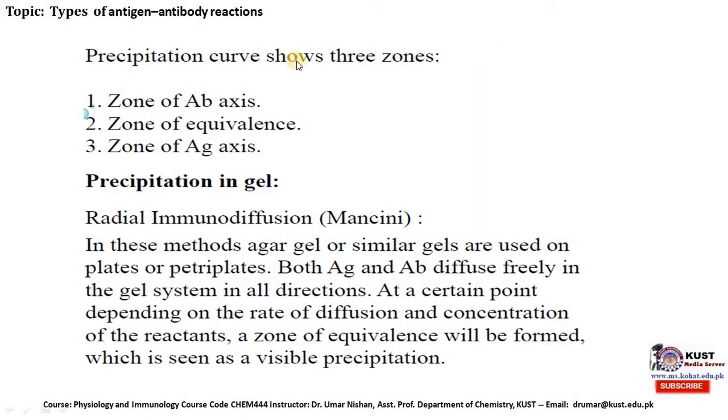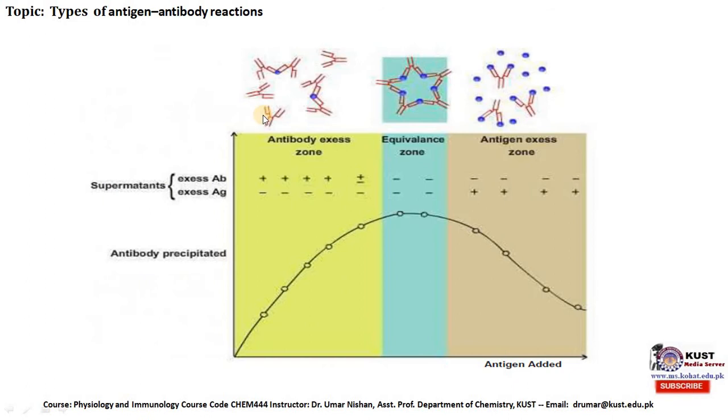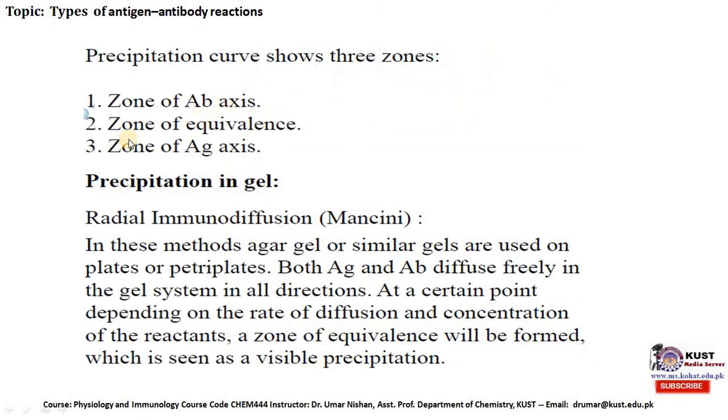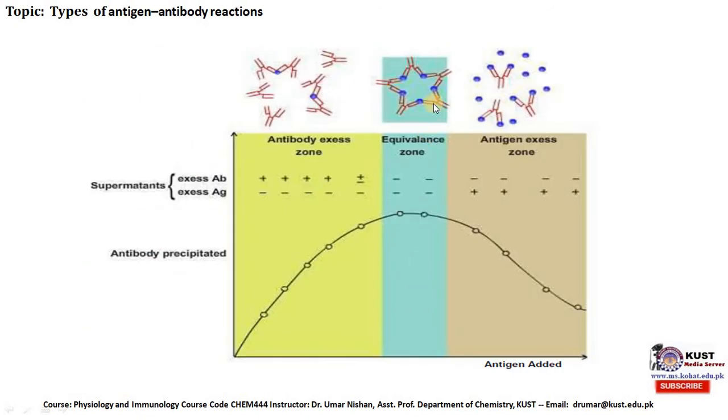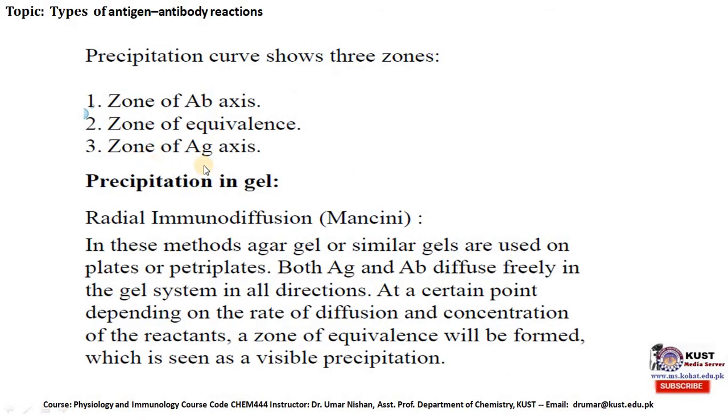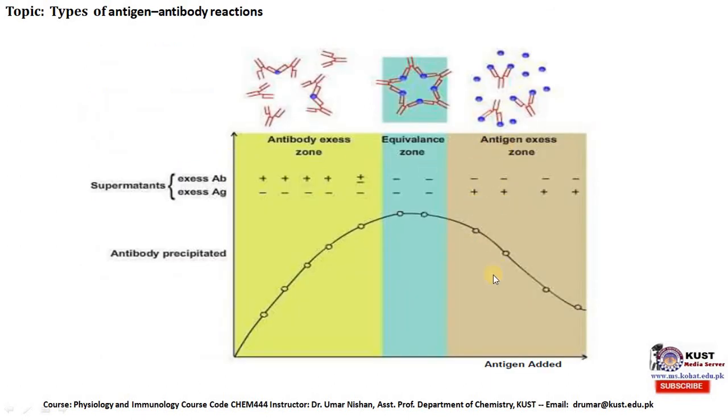Precipitation curve shows three zones: zone of antibody excess, antibody excess zone, you can see in the yellow, zone of equivalence, this is the zone of equivalence, and zone of antigen excess. You can see here is the zone of antigen excess.